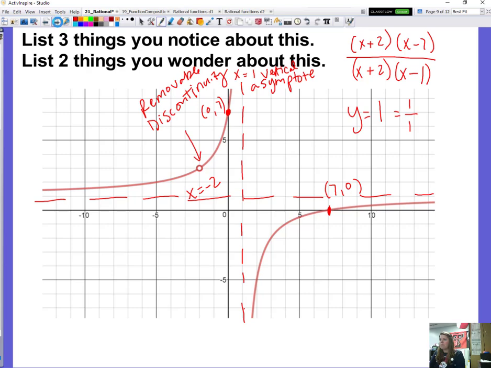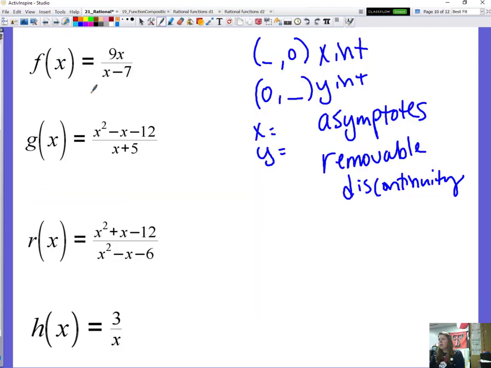So I want you to take a second to solve for each of these. Find the x-intercept, find the y-intercept, find your vertical asymptote, find your horizontal asymptote, and then see if there's any removable discontinuities. So for these you're going to have to either factor, or you can use the quadratic formula. Same thing with this one, same thing with this one.